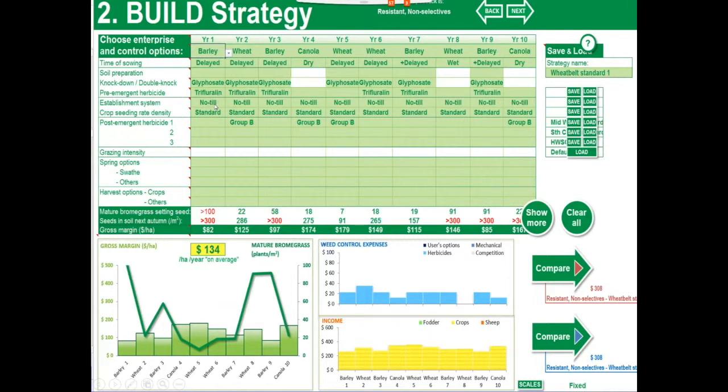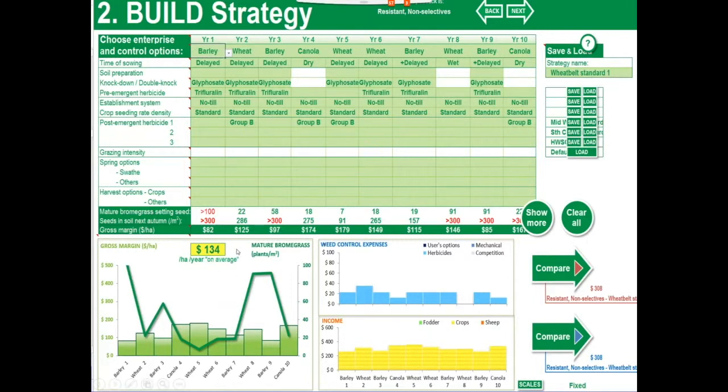Here we just assume no till all the way through, but there's a range of tillage or seeding systems as well, and crop density, plus some pre-emergent, and you can adapt this tool very simply to include the whole range of pre-emergent or post-emergent options that you might want to include.